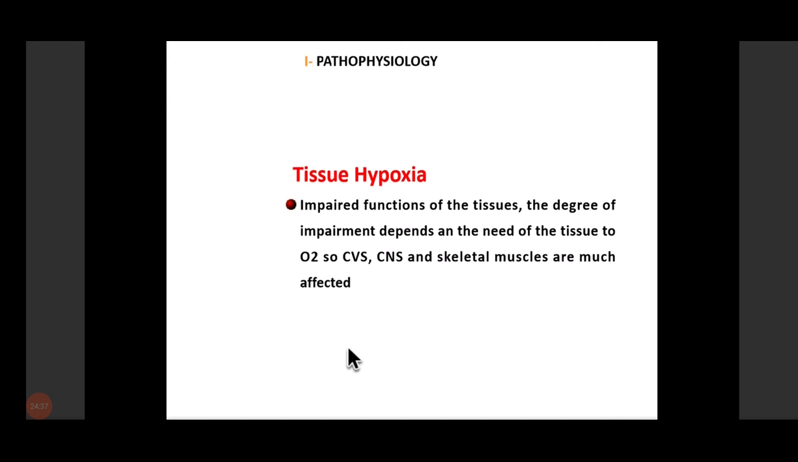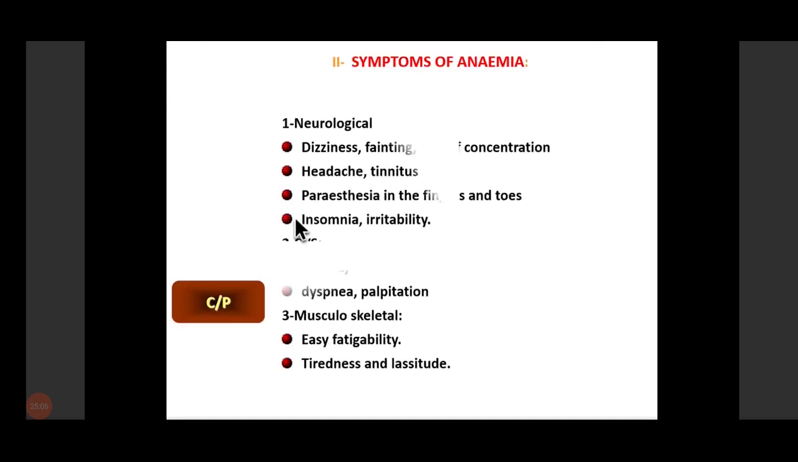What is the pathophysiology of anemia? Why do patients present with such symptoms if the Hb is reduced? We know Hb is the one which carries oxygen in the blood to the whole body. So what happens is there is tissue hypoxia, and the function of the tissues is impaired. The degree of impairment depends on the need for oxygen, so the CVS, CNS, and the skeletal muscles are much more affected.